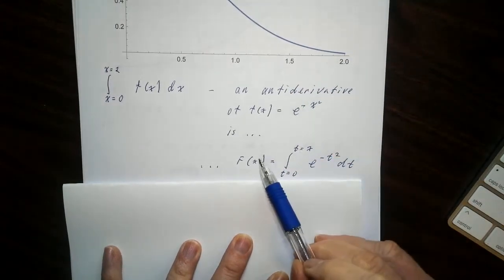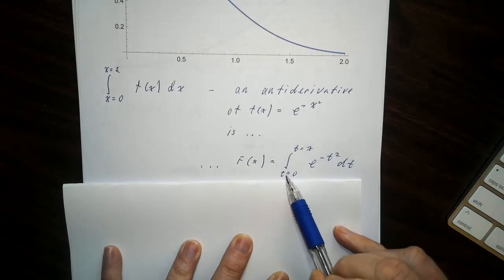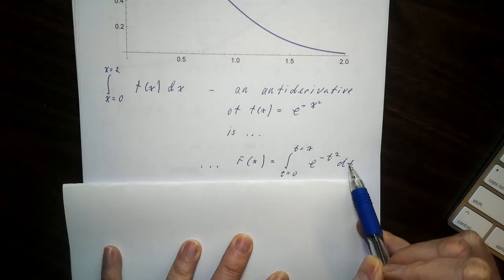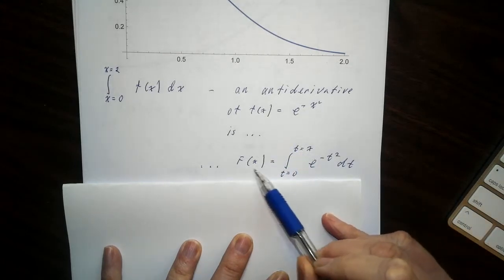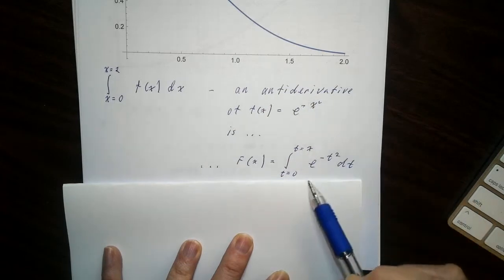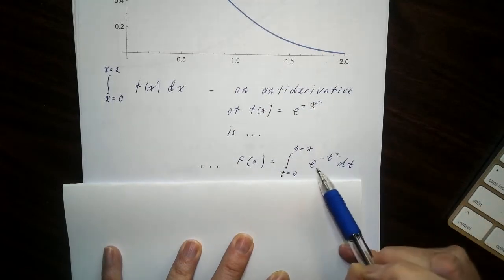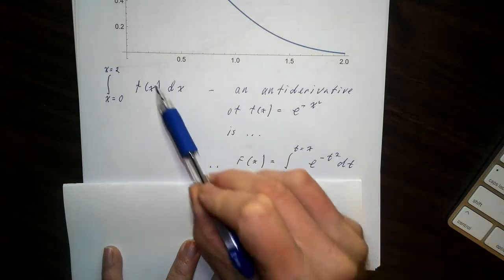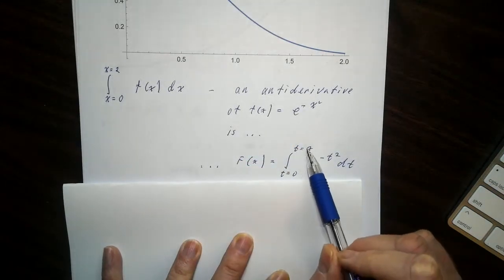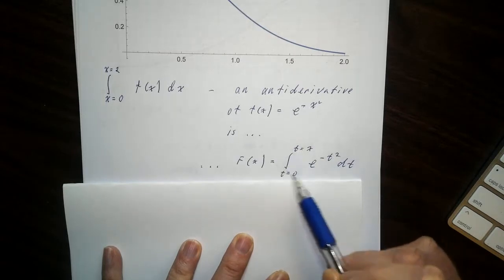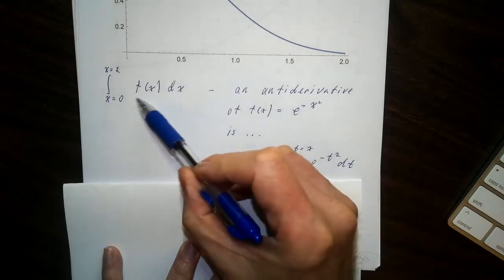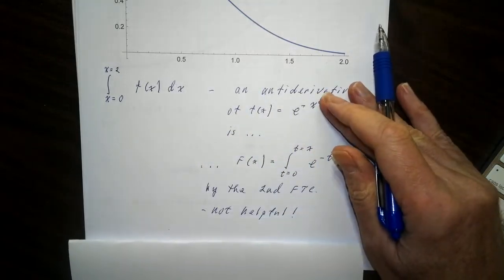In other words, let your antiderivative be the integral from t equals 0 to t equals x of e to the minus t squared dt. Recall that the second fundamental theorem of calculus allows us to create the antiderivative of any continuous function. The problem with this antiderivative, though, is that for purposes of evaluating this integral, substituting 2 and 0 in and subtracting, it doesn't really tell us anything. In other words, this is an antiderivative, but it's pretty useless for purposes of evaluating that integral.